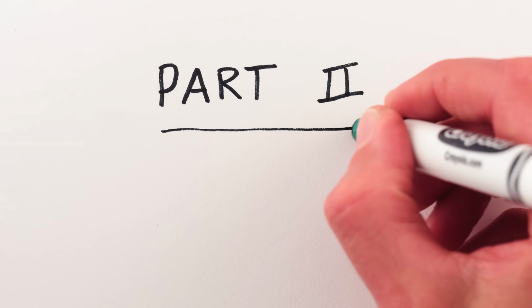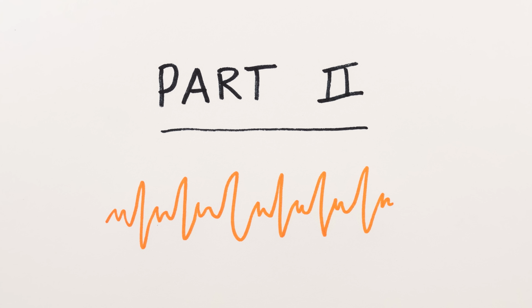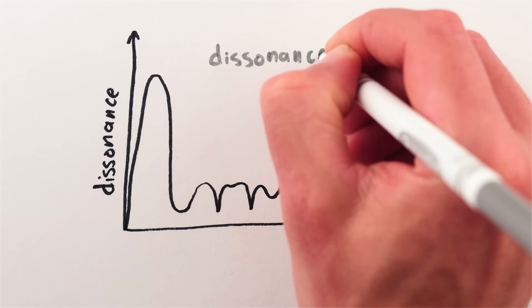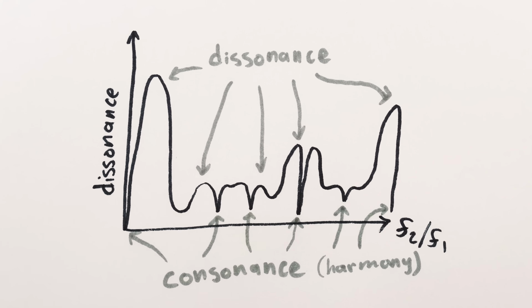Part 2. Dissonance in notes with overtones. In order to have strong dissonance or consonance like we showed in the graph at the beginning of the video, solitary sine waves won't do. You need to use sounds made up of combinations of sine waves.